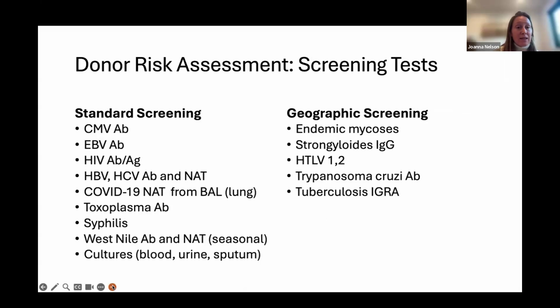And then lastly, another tool we have is the screening tests we do. So on the left, you'll see a list of the standard screening that's done in the US. And often we also have images to review as well for our donors. And then to the right is certain screening that may be done in the setting of certain geographic or epidemiologic exposures, including testing for endemic mycoses, strongyloides, HTLV, Trypanosoma cruzi, and tuberculosis, to name a few.